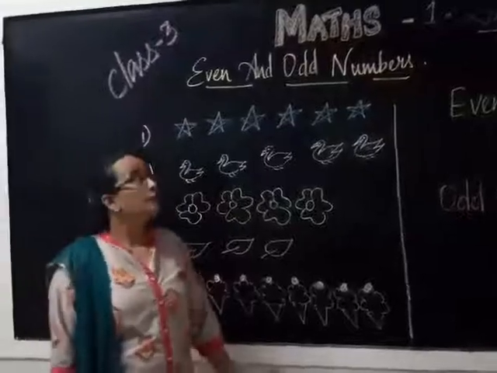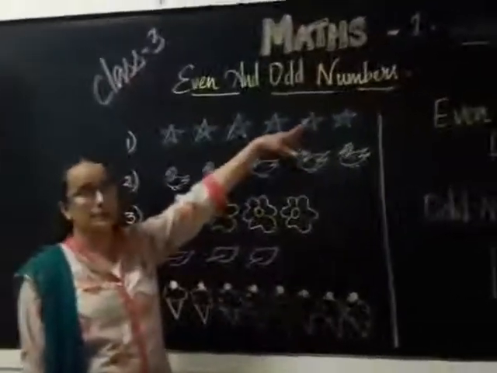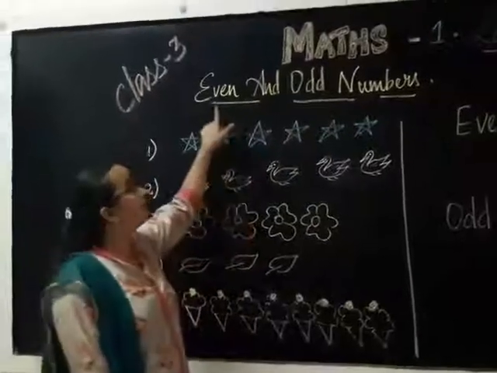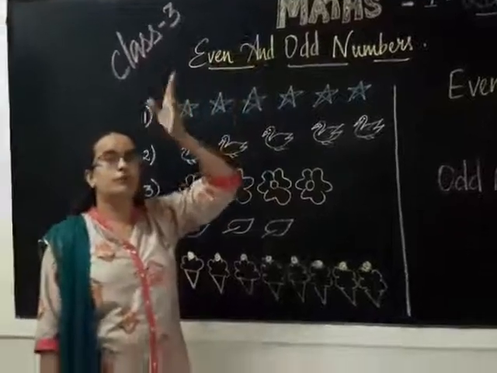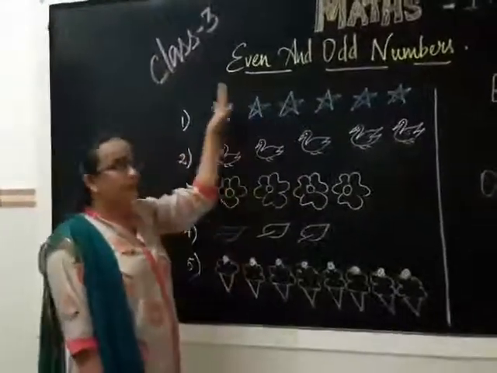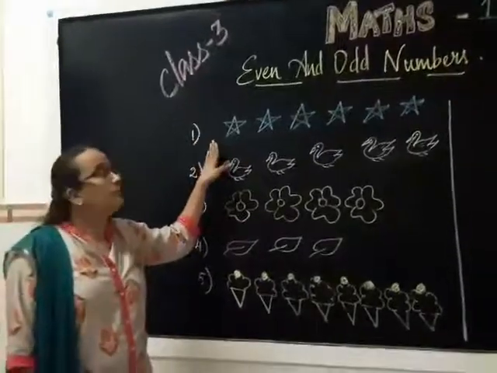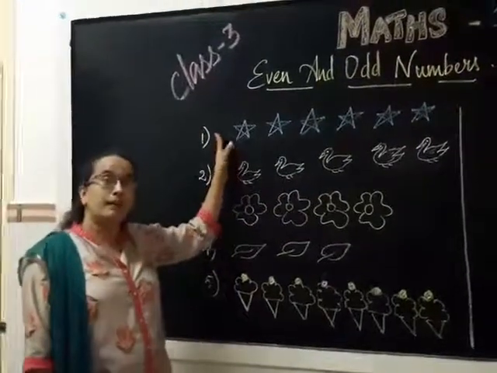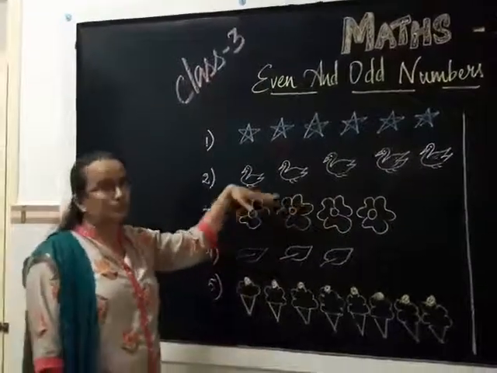Now today I am going to continue the first lesson of class 3, the large numbers. Today my topic is about teaching even and odd numbers. So before going to even and odd numbers, I have given you some examples. Now we are going to pair the objects that you see on the board.